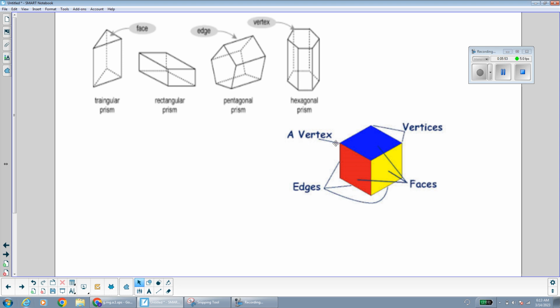We have a couple of properties of prisms. We have vertex points, that's the corners, faces over here on this cube, that is the squares, and edges. Those are the lines that connect vertex points together.